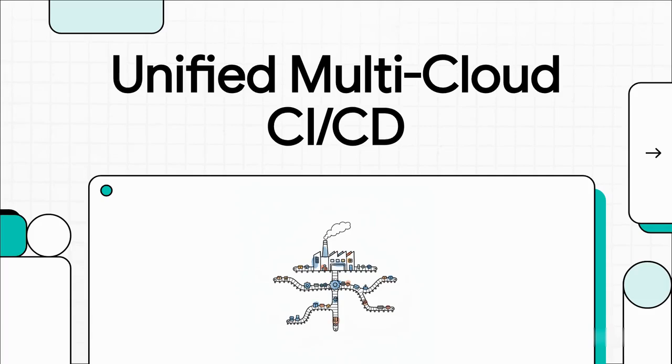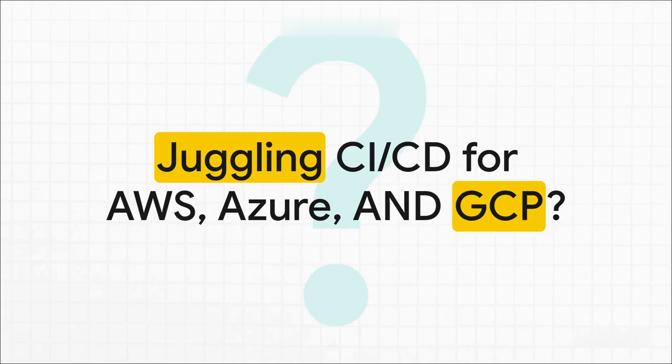All right, let's dive into a challenge that, let's be honest, gives a lot of engineering teams headaches. Building one single CI/CD pipeline that can handle deployments across AWS, Azure, and Google Cloud. It's a tricky problem, for sure, but getting this right can completely change the game for your entire development process.